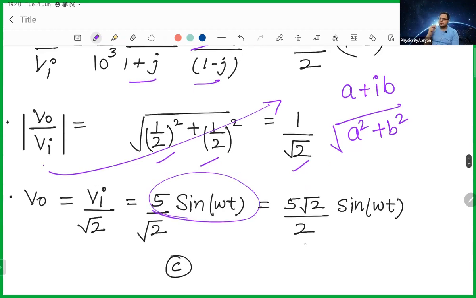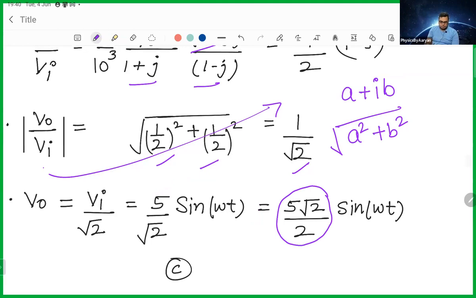So again, I do the same thing. I multiply and divide by root 2. So I get 5 root 2 by 2, because root 2 into root 2 is 2, so in the new denominator, I get 2. Nothing else, I just multiply and divide by root 2. So root 2 becomes 2 and it becomes 5 root 2. This is the amplitude of the output, and the amplitude of the output is 5 root 2 by 2.